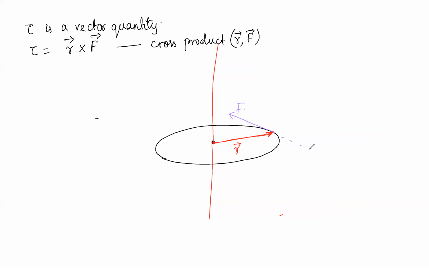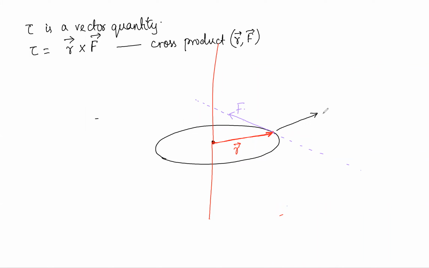So if you extend the force to both sides, you will get your line of action. So my two methods are, you either take the perpendicular distance to the force or you find out the perpendicular component of the force. The choice is up to you. Both of them suggest that torque is equal to R cross F. So how does R cross F look like?